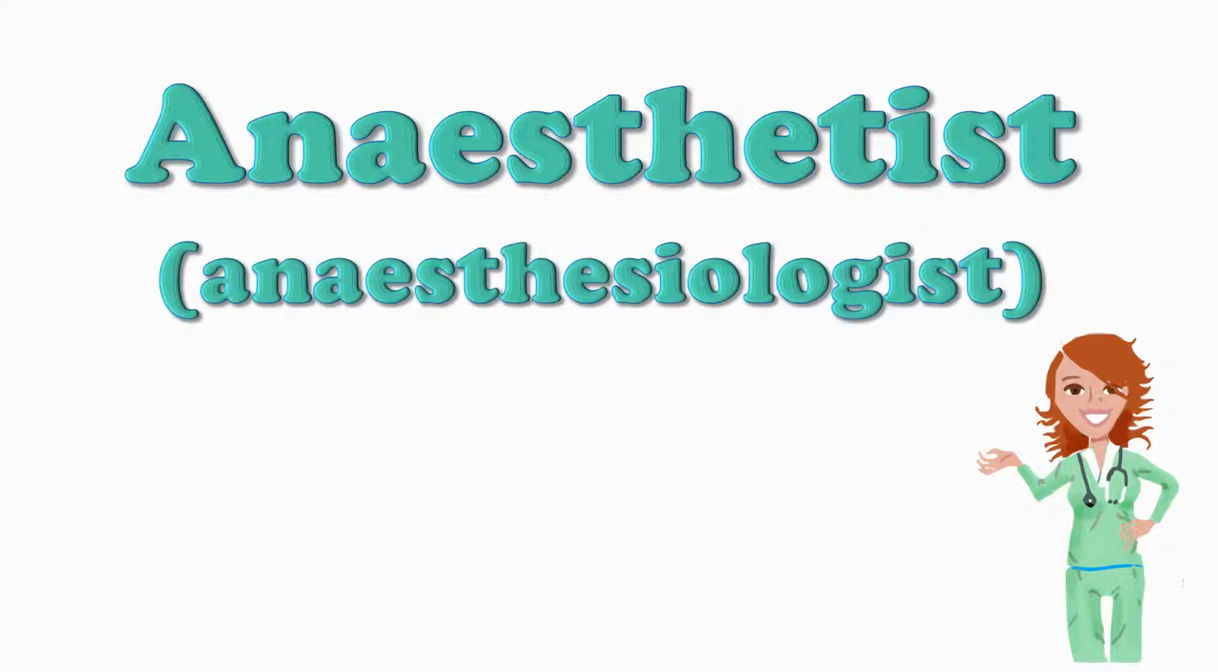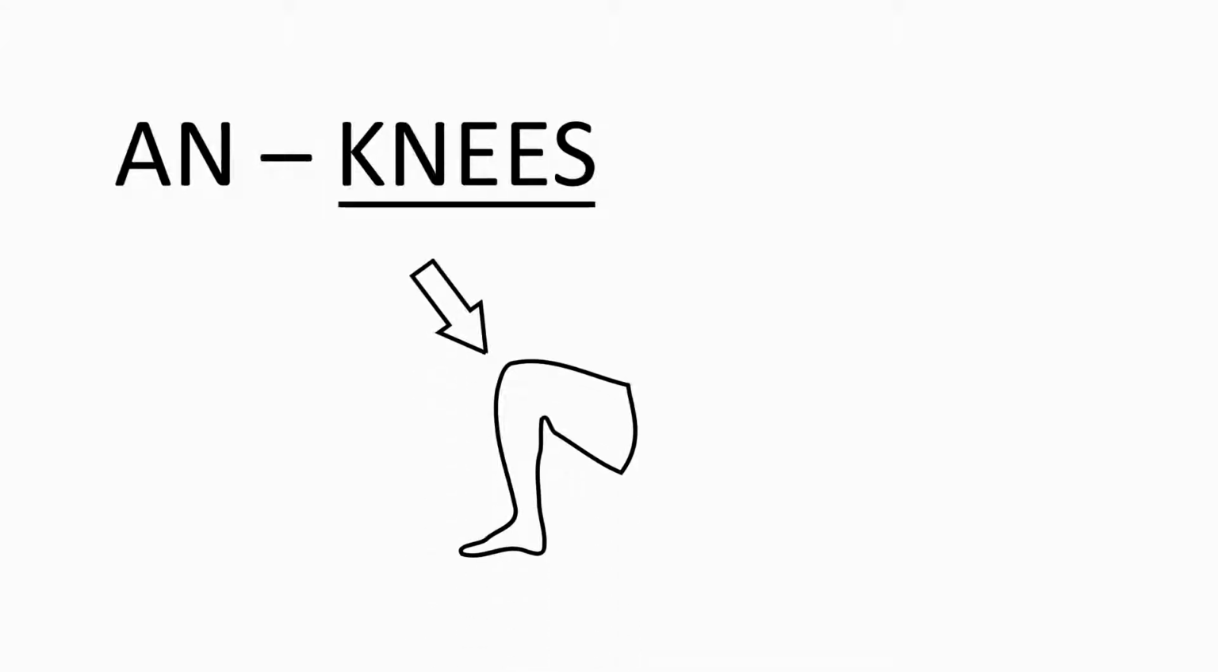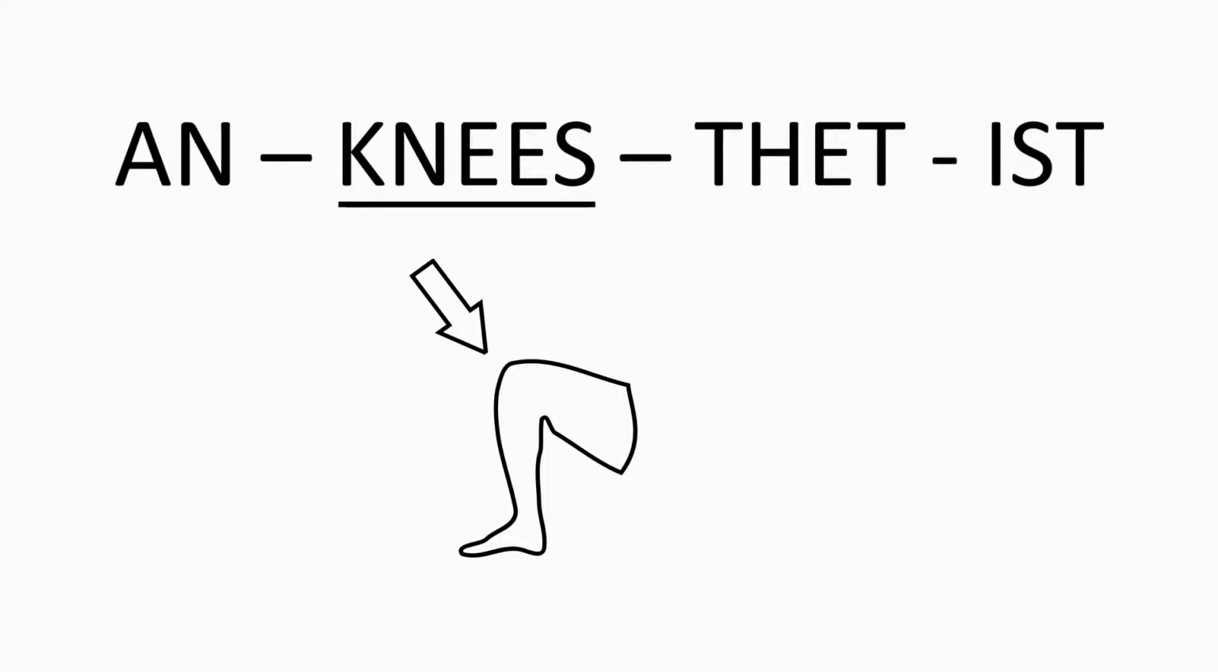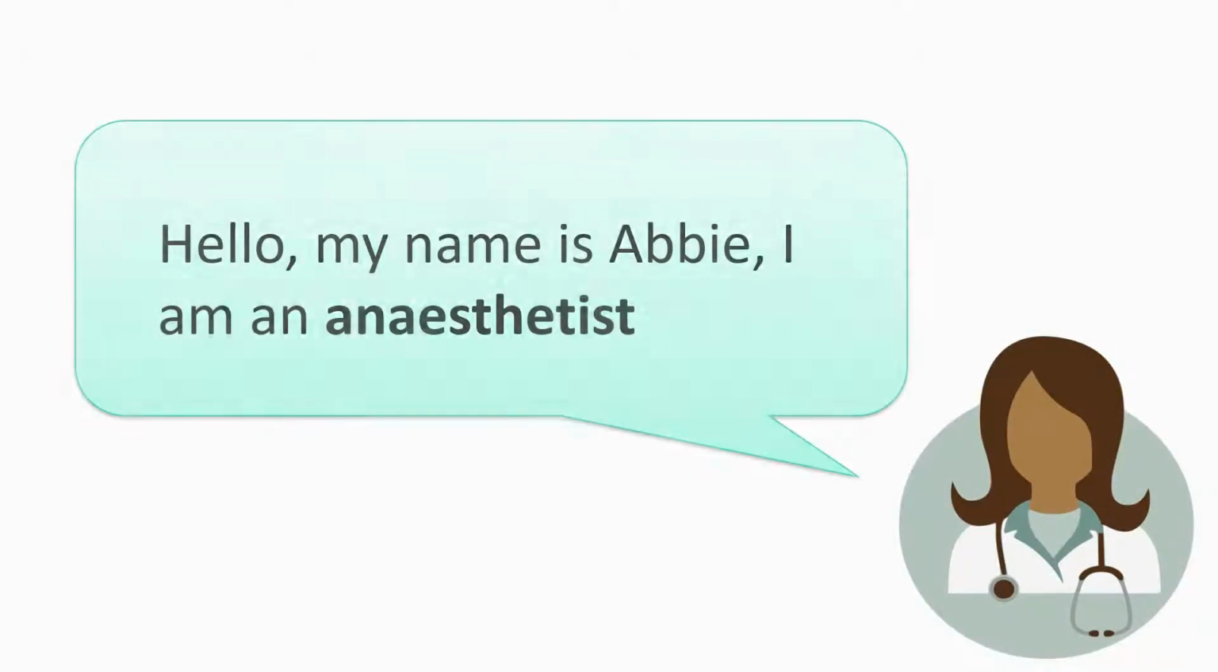Now let's think about how to pronounce anaesthetist. Knees, like the body part. Thet, ist, anaesthetist. For anaesthetist, the stress is on the second syllable, knees, anaesthetist. Let's look at an example. Hello, my name is Abby. I am an anaesthetist.